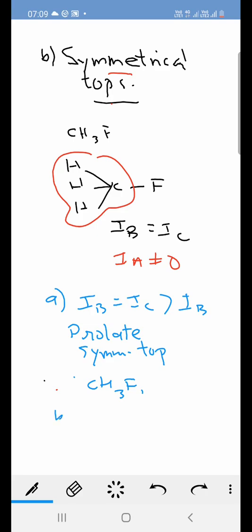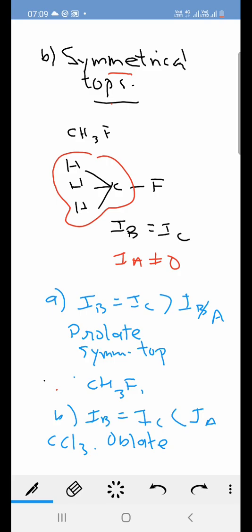The other classification is quite the opposite. That means when IB and IC are less than IA, an example is say BCl3. Then it forms an oblate spheroid or oblate symmetrical top. So this is the symmetrical top.